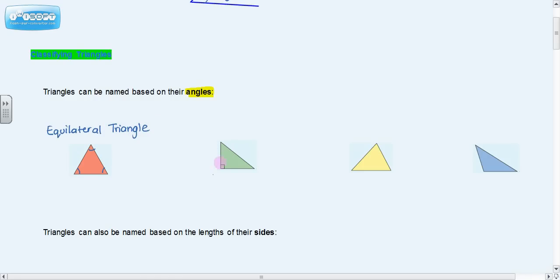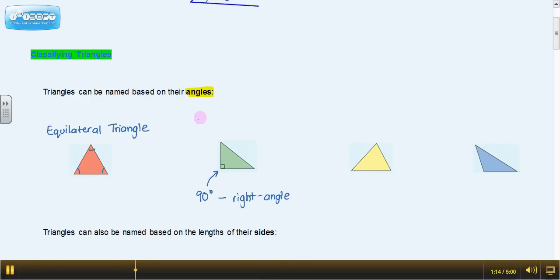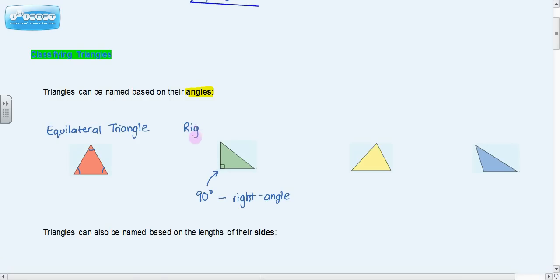The second triangle has one special angle, which is exactly 90 degrees. A 90-degree angle is a right angle. And because of this 90-degree right angle, we can call this triangle a right angle triangle.